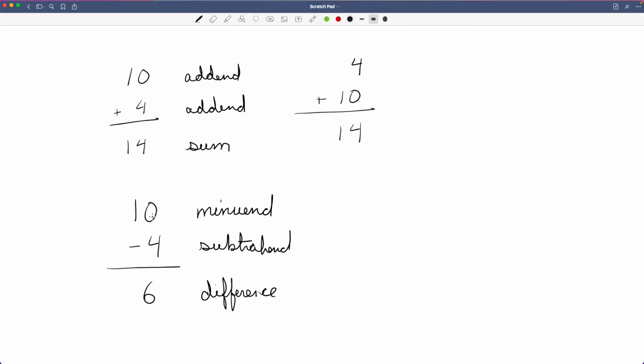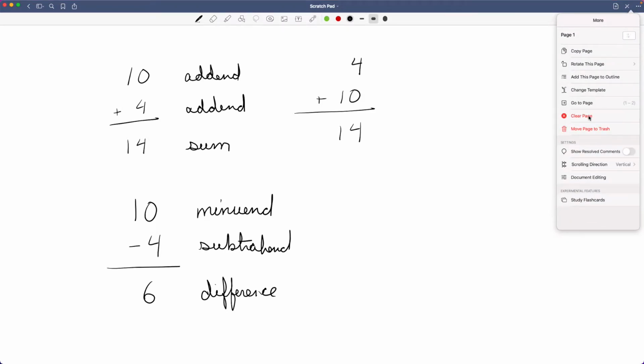It's very important to know which one you're starting with and which one you're subtracting in order to find your difference or your answer. So that's why they have two specific names here, and you don't have two different names here because these can be mixed up and it's okay. So that being said, let's look at a way to find missing information that is not the sum or the difference. So let me clear the page.